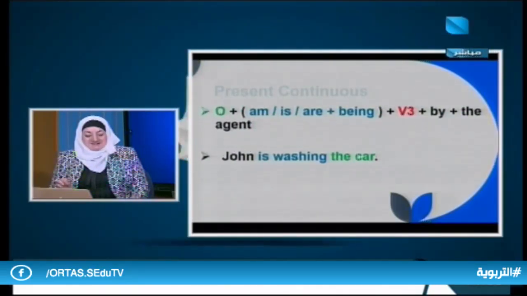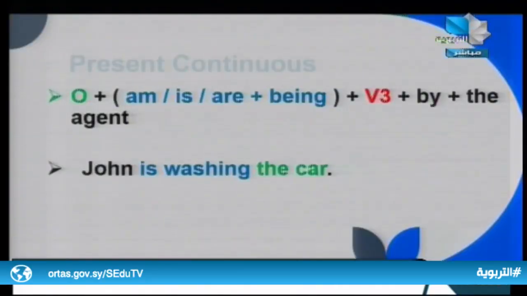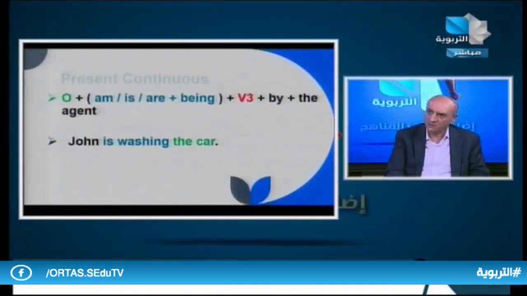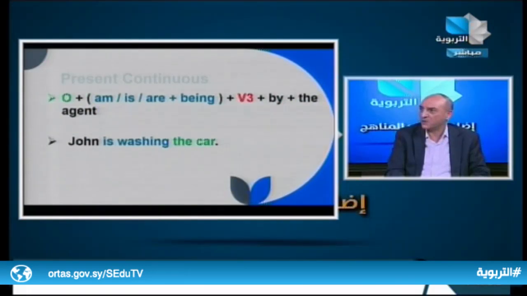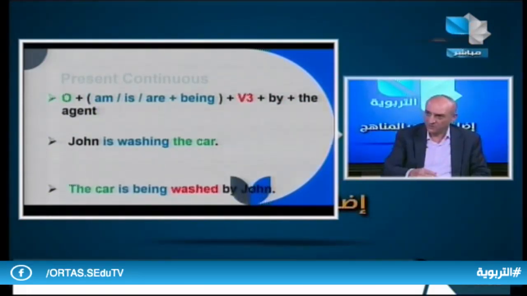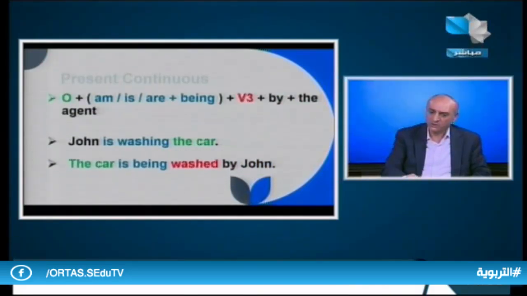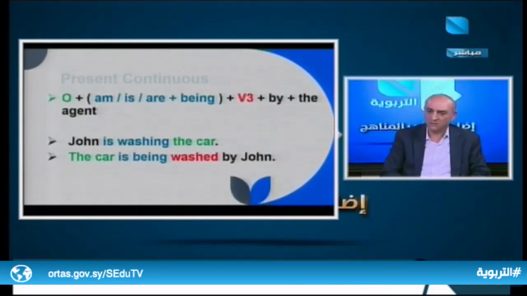So the car is the object. The object becomes the subject. Yes, exactly. Then we have the verb wash. The active verb is in the present continuous. So we have to use verb to be in the present continuous. Is being. Then we use verb 3, the past participle of the verb wash. So it becomes the car is being washed by John. We are emphasizing the car here.